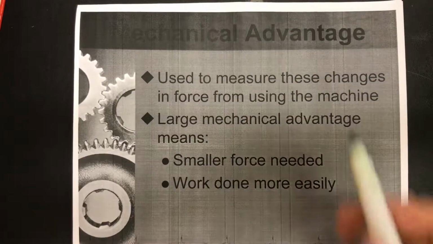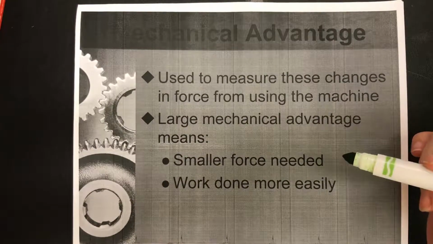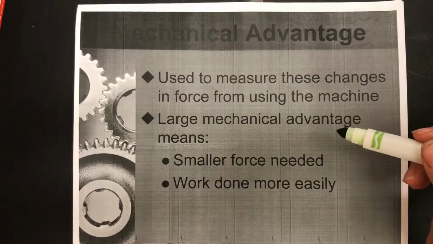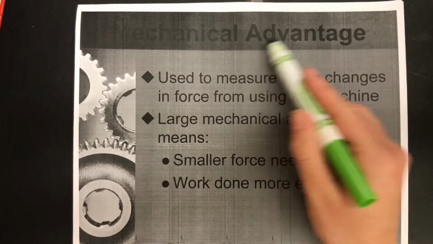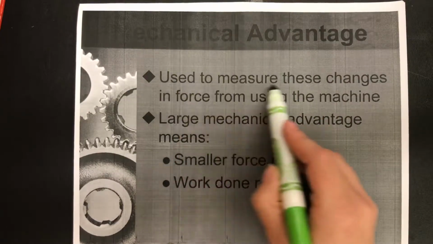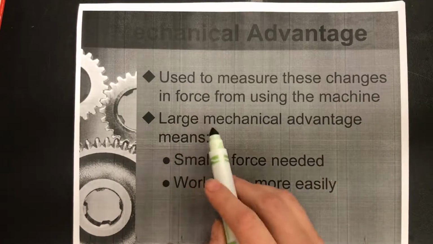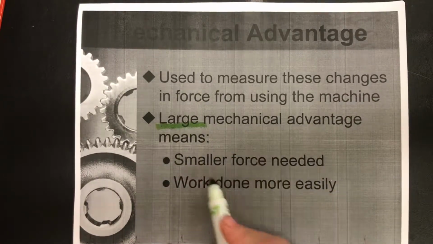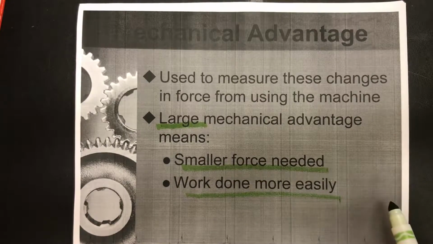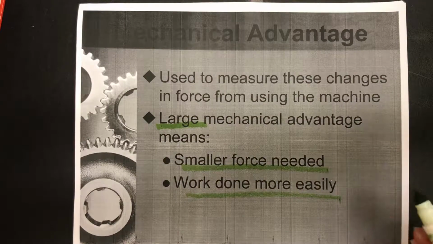Mechanical advantage: when you have an advantage of something, it means you're going to do better. It's the same thing with machines. Something about that machine makes the work easier. It has an advantage for the job. So mechanical advantage is used to measure these changes in force from using the machine. Large mechanical advantage means smaller force needed, work done more easily. So the bigger the number, the better the machine. Okay? Bigger the number, the better the machine.